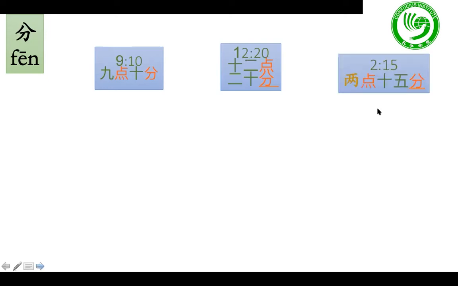So it is 9:10. Let us try the second one. Then what do we say for the second one? Say the hour first, and then the minute. How to say this one? Yes, 12:20. 很好。第三个, the third one.